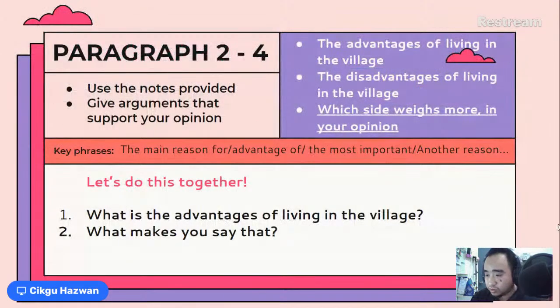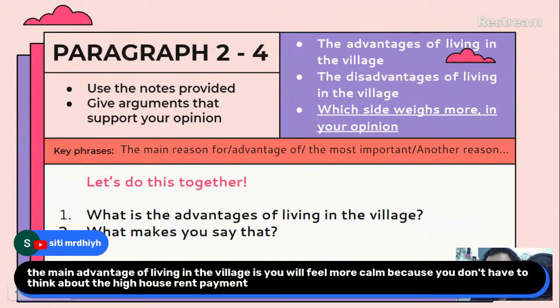Okay, I'll just entertain one more. The main advantage of living in the village is you will feel more calm because you don't have to think about the high house rent payment. Good idea. We can elaborate how much. For example, in the city, we have to pay up to 1,000 ringgit just for a house. Meanwhile, in the village, you can rent a house from as low as 300 ringgit. Contoh. So, always use the WH question to expand. Okay, bila ada soalan, maknanya you can expand more on your content.